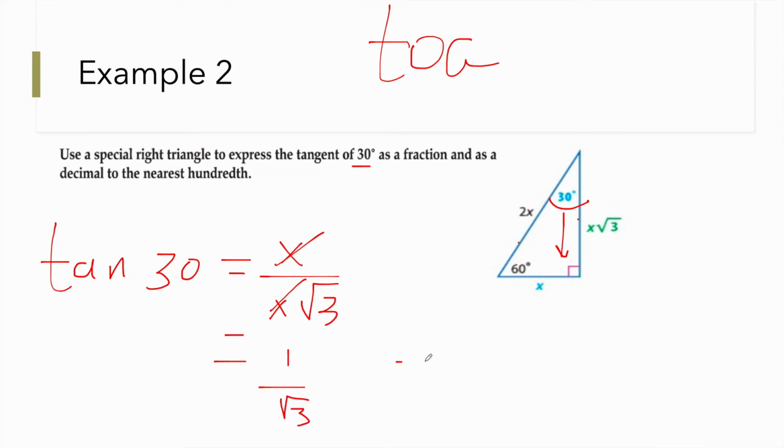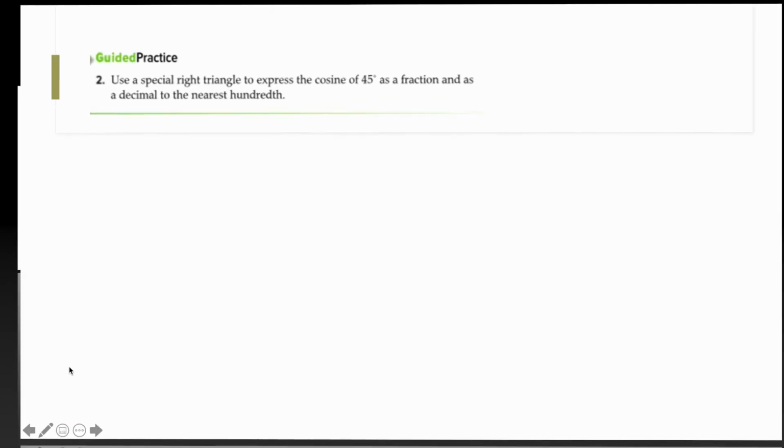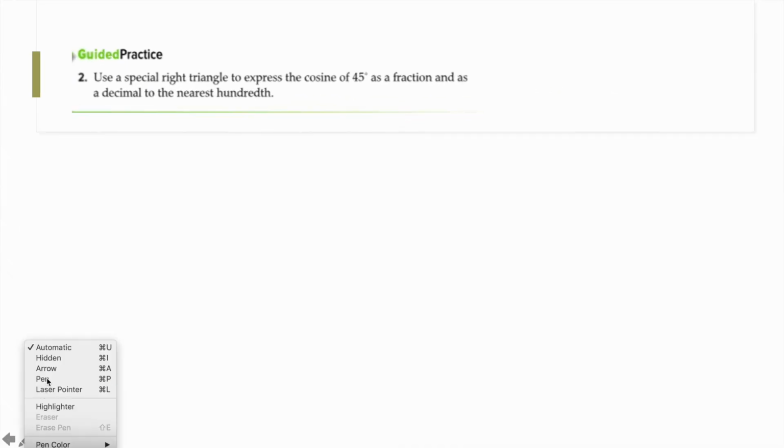And then we'll rationalize this by multiplying by root 3 over 3. When we rationalize, we multiply both the top and bottom by root 3 over 3. And we get root 3 divided by 3. This is our final answer. Okay, now pause the video and try this example.